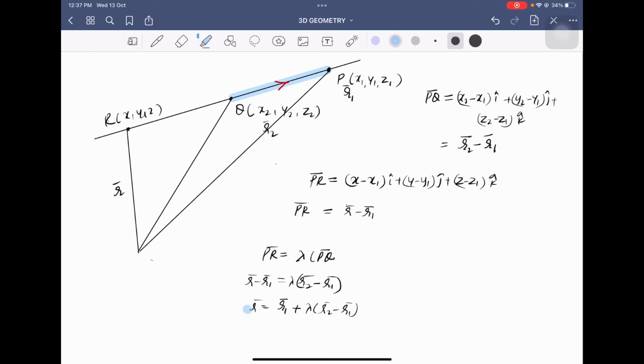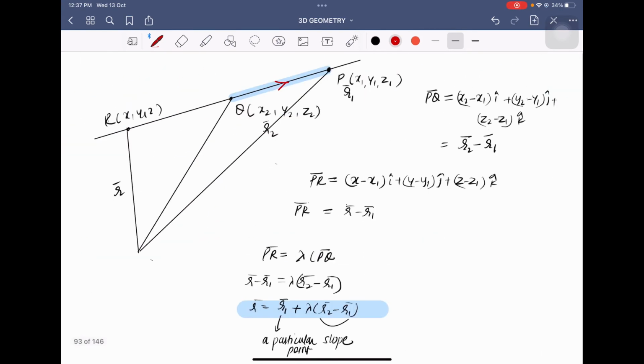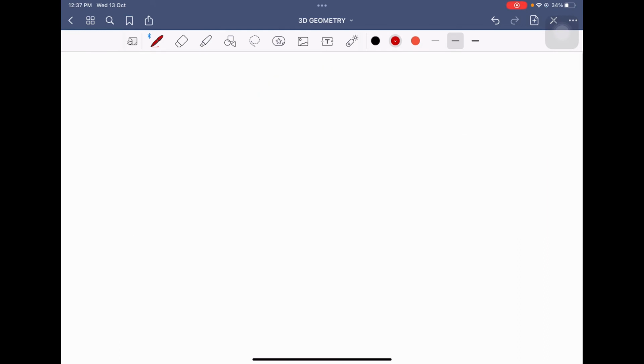R2 minus R1 is indirectly giving us the slope, and R1 is giving us a particular point. So these two equations which we have just seen are the vector equation of a line. Now there is one more form, in which we convert these vector equations of lines into a Cartesian form.